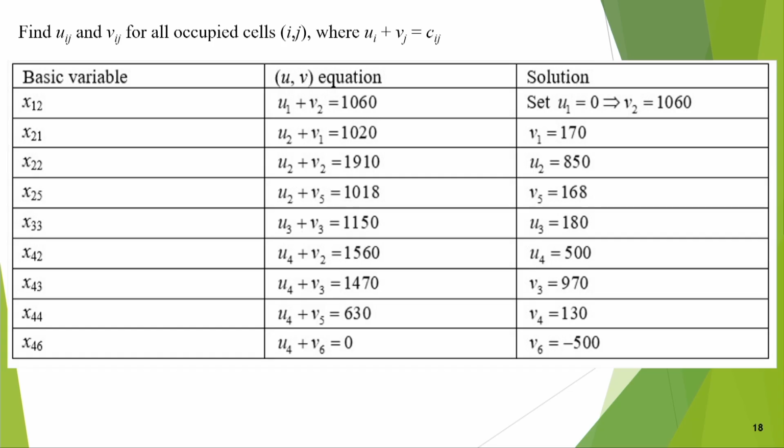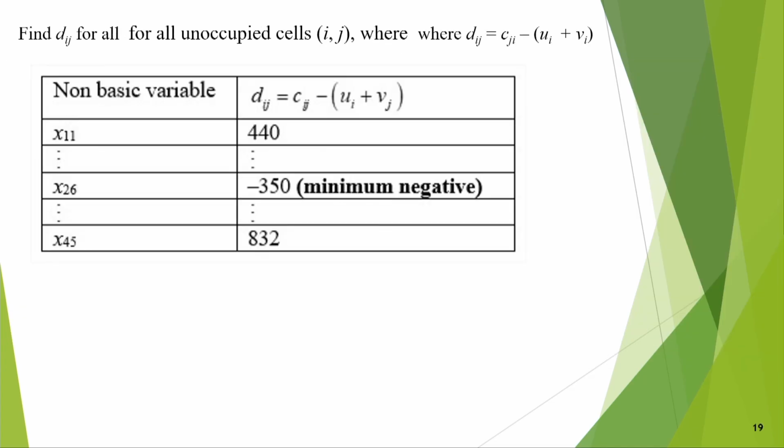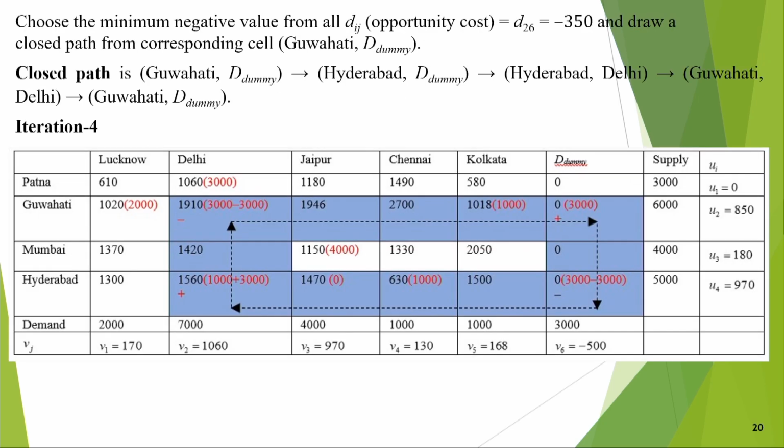Then apply the same procedure: find Uij and Vij for all occupied cells, with the condition Ui plus Vj is equal to Cij. You can start with U1 equal to 0, and then you get U1, V1 together. Okay. Then again you find the opportunity cost Dij, and you get the minimum negative, minus 350, that means cell 26. Okay, second, so 26 means in the dummy one.